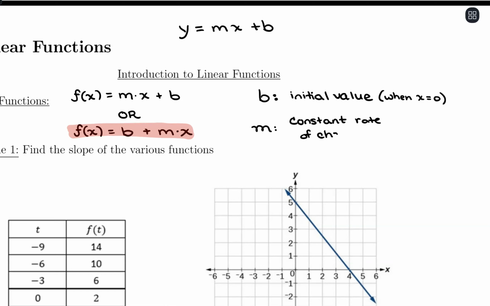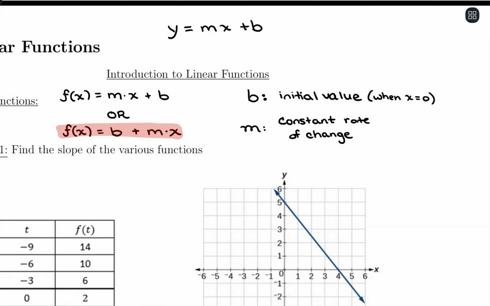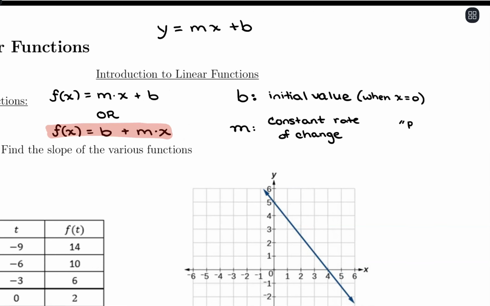Now in terms of word problems, the slope is often given as a rate. So usually it's like miles per hour, dollars per second. Usually you'll see the word per in there to represent this rate of change that's occurring. It could also be something like dollars each hour. So each is another word that can come up that represents a rate of change.